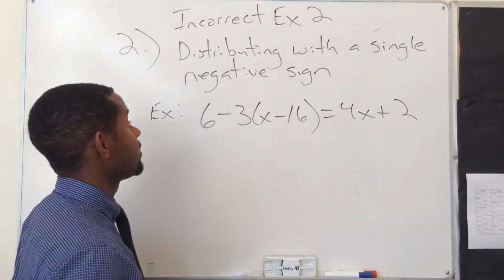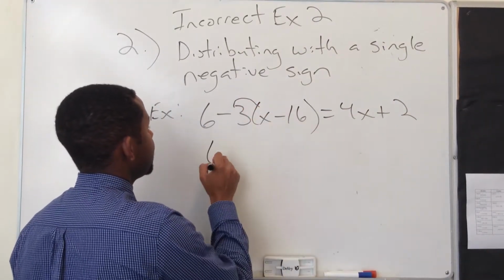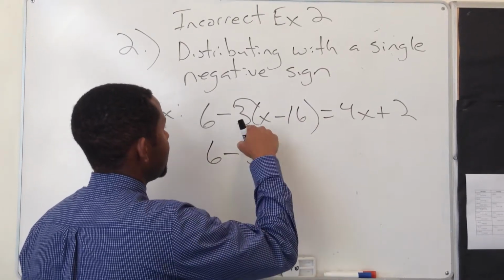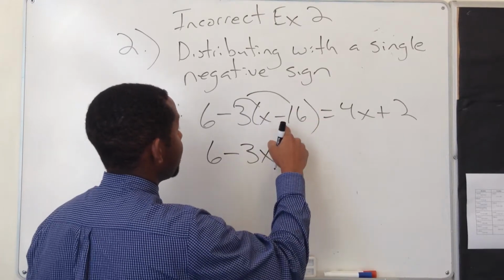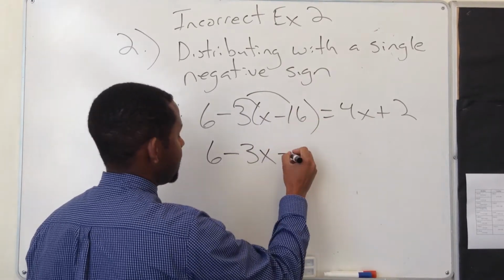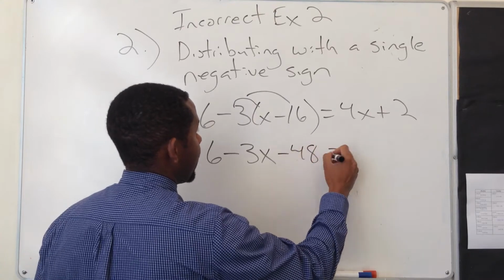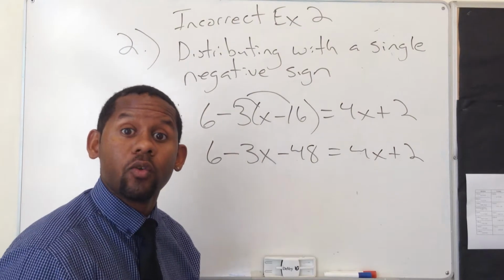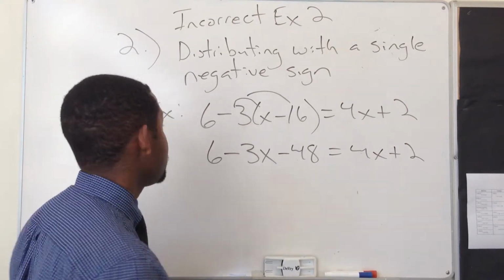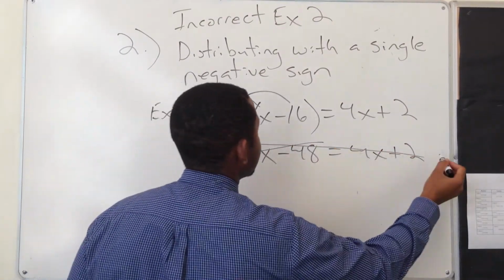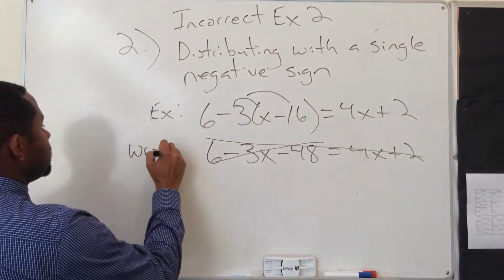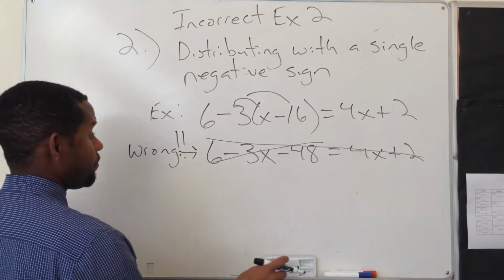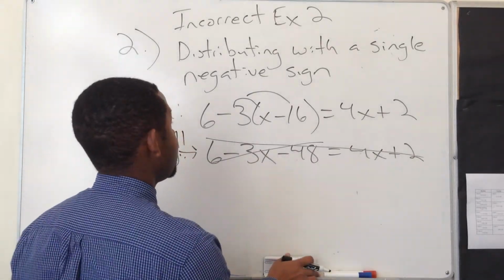And you all are doing this. You're doing, oh, well, 6, you're writing this minus, and you're saying, oh, 3 times x is 3x. And 3 times, but times negative 16 is negative 48, right? You're doing that, okay? That's wrong. Wrong, wrong. Don't do that, okay? This is wrong. Do not do that.